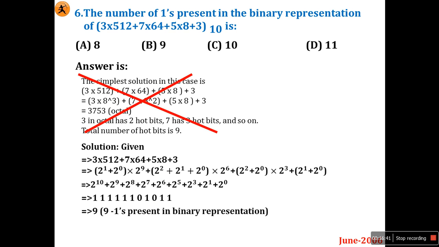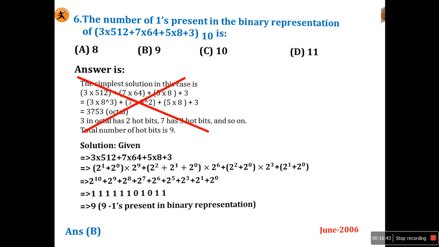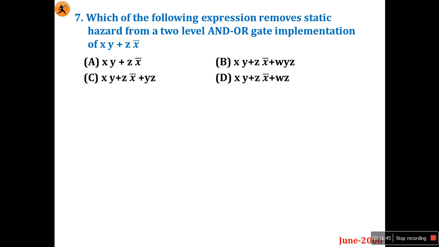Okay, now we'll go for the 7th question. Which of the following expressions removes static hazard from a 2-level AND-OR gate implementation of xy plus zx dash? Now this question is not easy to solve, because you should first know what a hazard is, then what a static hazard is, and then we need to solve this using AND-OR gates. Now we'll solve one by one.